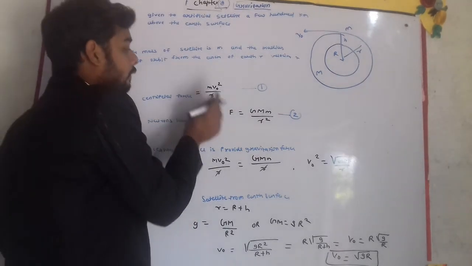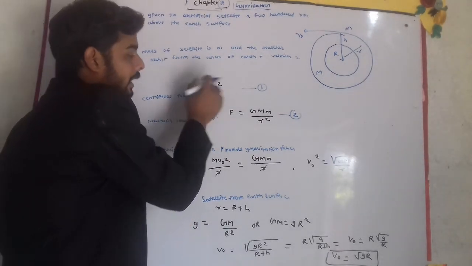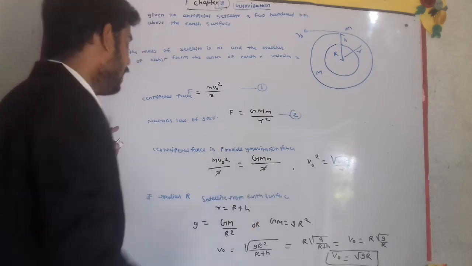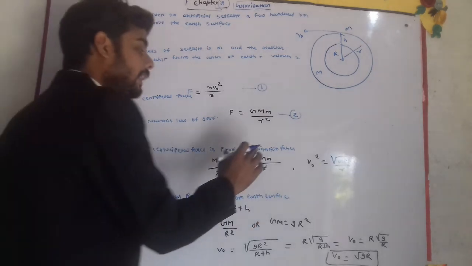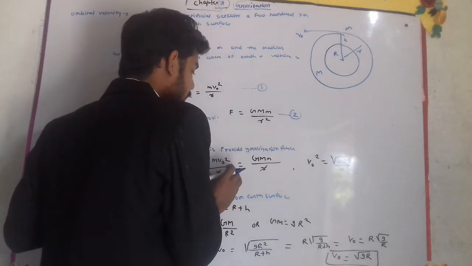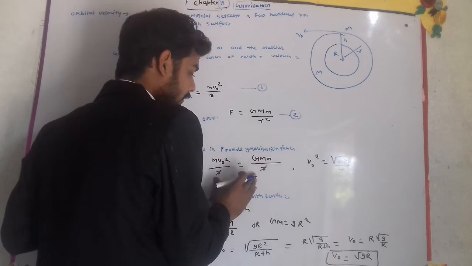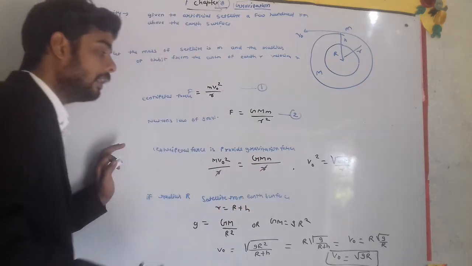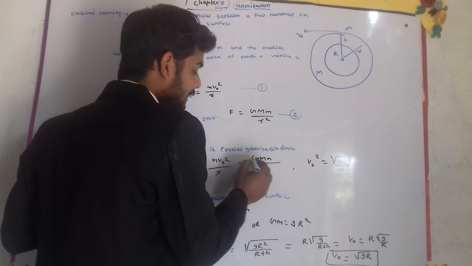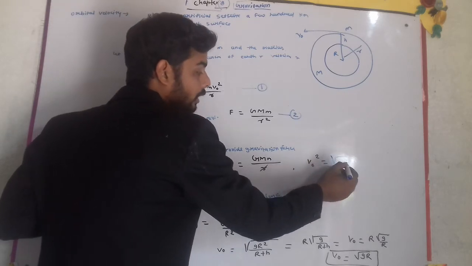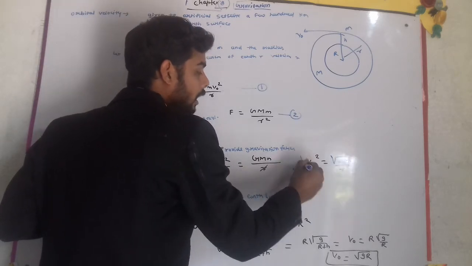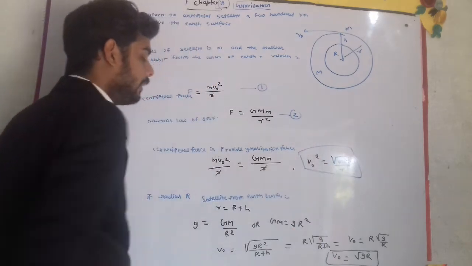Then we know that the centripetal force will be provided by the gravitational force. Then we will equate equation first and equation second. Then r cancels with r, and small m cancels with small m. Then v0 square equals GM upon r, so v0 equals under root GM upon r. This will be our relation.